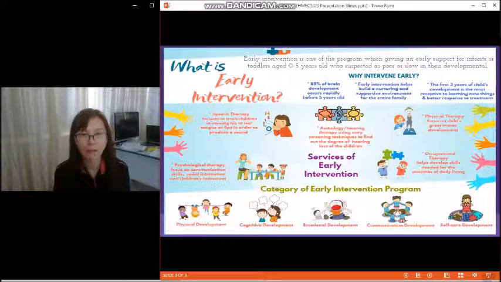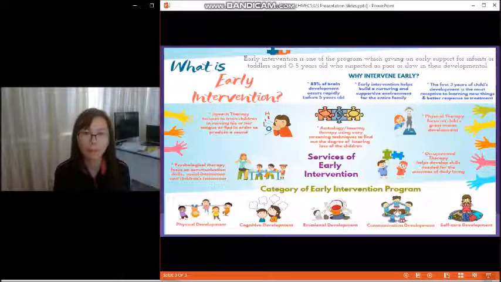Psychological therapy will focus on communication skills, social interaction, and children's behavior. We need to train the children to communicate, to understand the communication between the parents or the friends during their playing, and to see whether the children can control their own behavior.